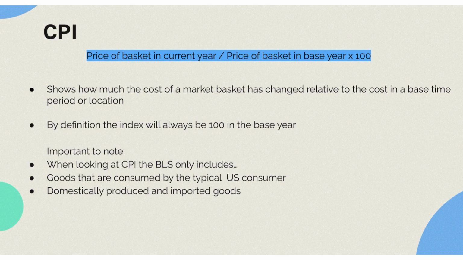And then just a few other things to note is when looking at CPI, the BLS only includes goods that are consumed by the typical US consumer or domestically produced and imported goods. So these are all good things to remember and keep in mind, and it's helpful to look back on the textbook and look back through the workbook to become familiar with these things.